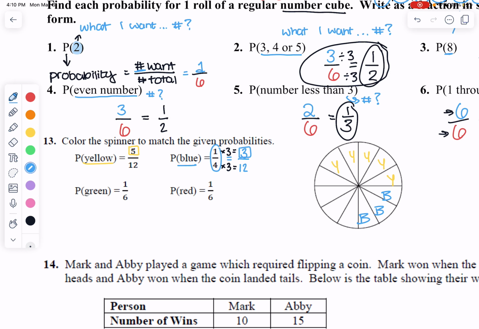I'm going to use that same strategy for green and red. So green, I want to create an equivalent fraction over 12. So I ask myself, well, what do I multiply 6 by to get 12? That is times 2. So I will multiply by the same 2 for my numerator. 1 times 2 equals 2. So 2 out of my 12 are green, G, G. And then red is the same fraction as green. So I know that this one is also going to be 2 out of 12. R, R for red. All right, let's move on.